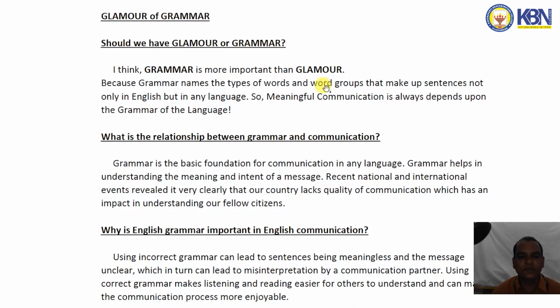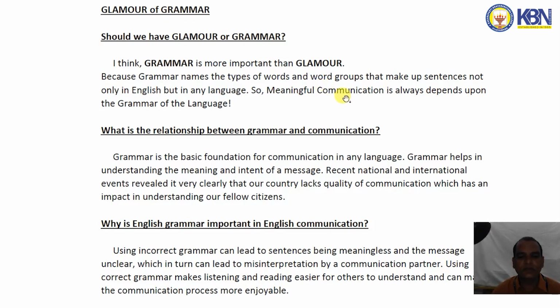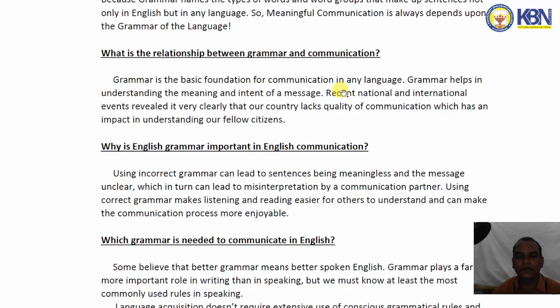Next, what is the third question? The third question is, why is English grammar very important in English communication? Using incorrect grammar can lead to sentences being meaningless and the message will be unclear, which in turn can lead to misinterpretation by a communication partner. Using correct grammar makes listening and reading easier for others to understand and can make the communication process more enjoyable.